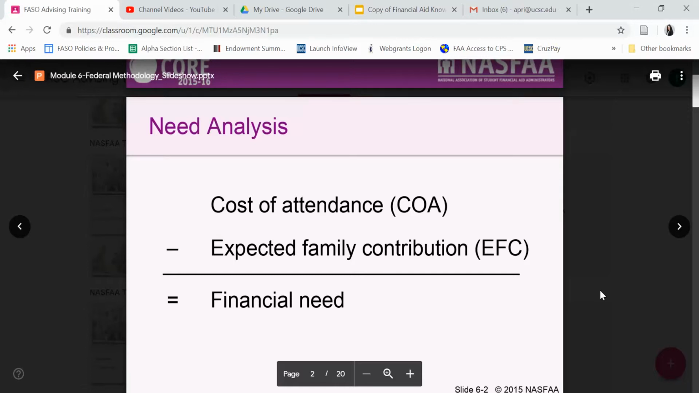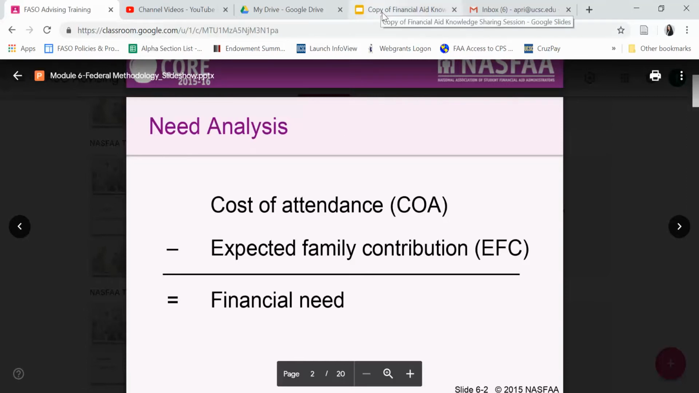So, need analysis. When someone talks about financial need, really what they're talking about in the financial aid world is federal need, right? Need defined by this formula, which is cost of attendance minus EFC gives you your financial need. That is the standard formula used across all institutions in the nation for federal aid purposes. Now, every campus might have different criteria in determining how they assign their own institutional aid or maybe their various state programs. But when it comes to federal gift and federal loan, this is the formula that's used to determine the type and amount of federal aid that a student will be assigned.